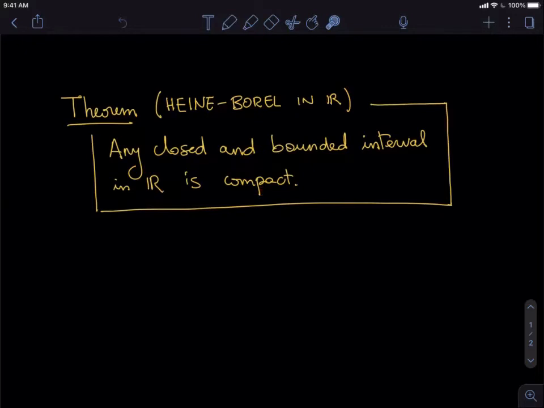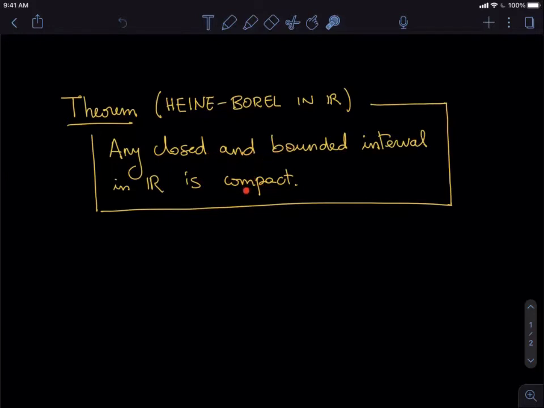Notice, we saw already in a previous video that the opposite is true. In any metric space, a compact set is closed and bounded. So the merit of this theorem is that in the real line, it reverses the implication, and you can say, if it's closed and bounded, then it's compact.